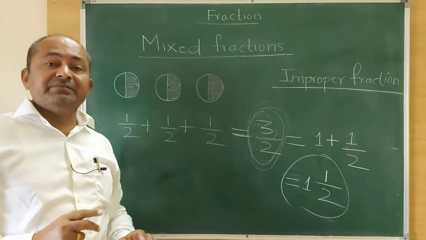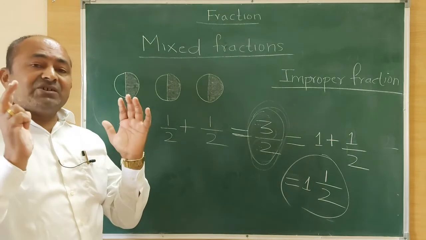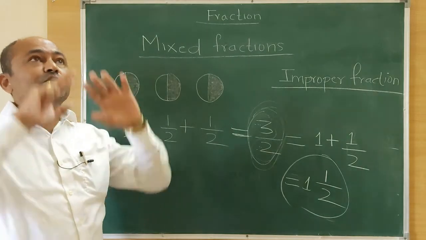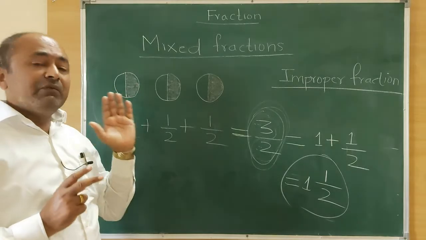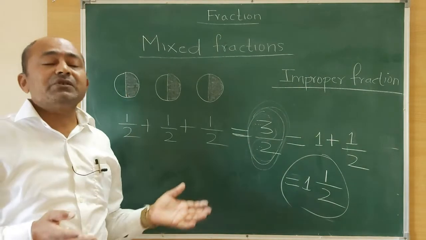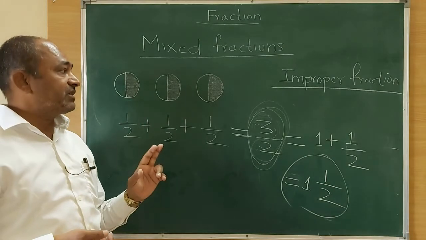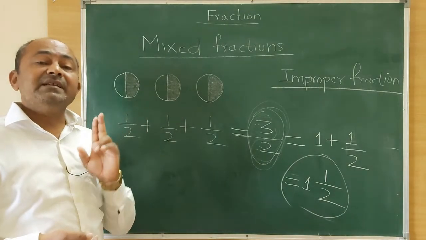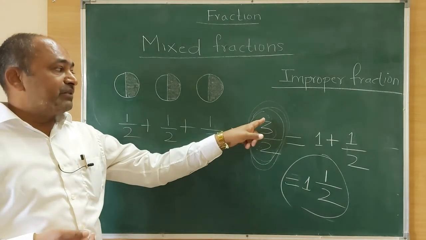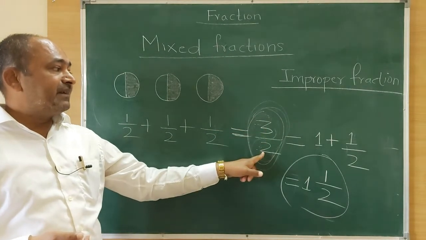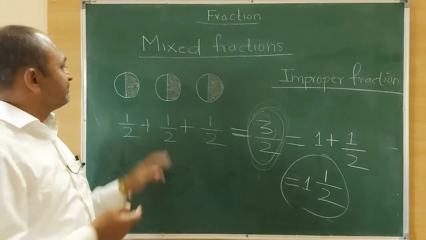The fraction we have studied is a part of a whole. One unit is there and part of that unit. So the value of a proper fraction is always less than 1. The value of a proper fraction is always less than 1. But here, because the numerator is greater than the denominator, the value of this fraction is more than 1.